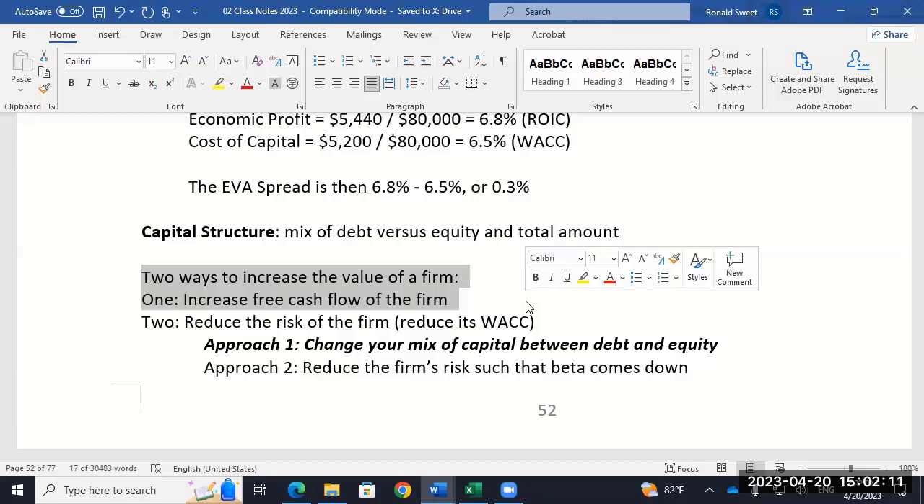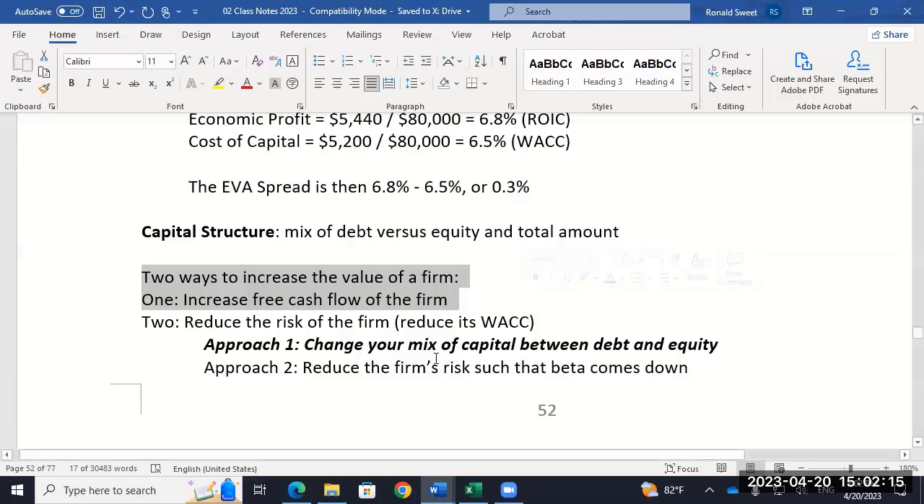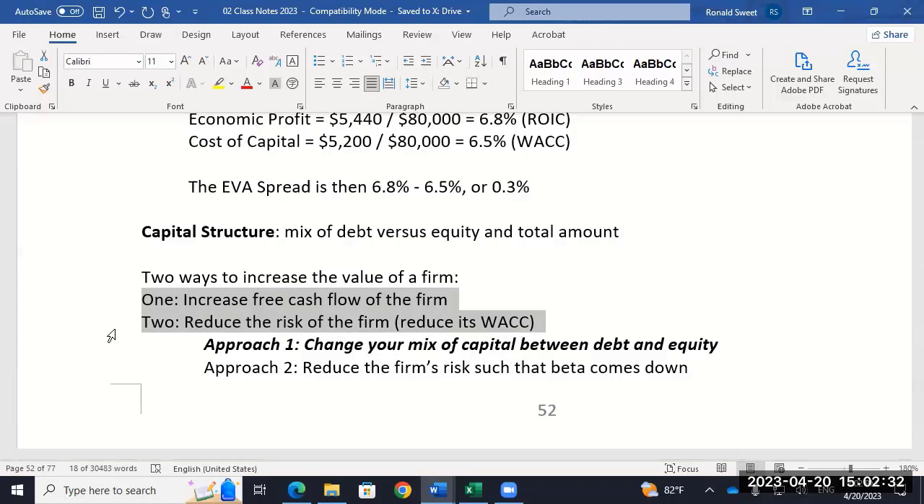But this is one thing he used to say, and I thought, wow, this is really critical. There's two ways to increase the value of the firm. You increase free cash flow, or you reduce the WACC. Your CBA project is focused on the first one, getting higher cash flow gives you more value. So should you do the project, we're not really focusing on the WACC on that, but right now we're going to focus on the WACC.